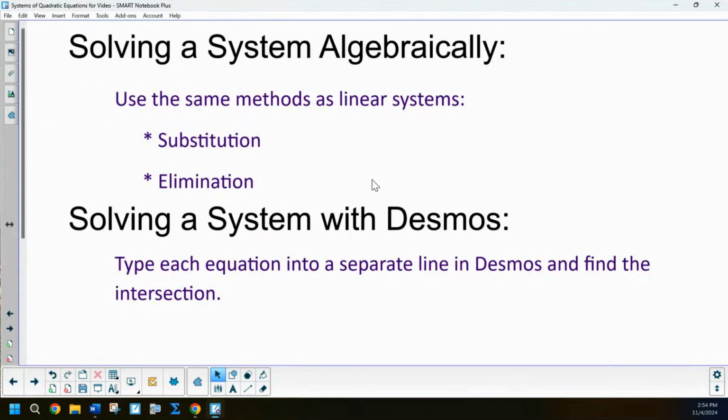Okay, so when you go to solve a system of quadratic equations, you're going to have really two ways to do it, either algebraically or with Desmos. And sometimes you can use both and kind of use them to check each other.